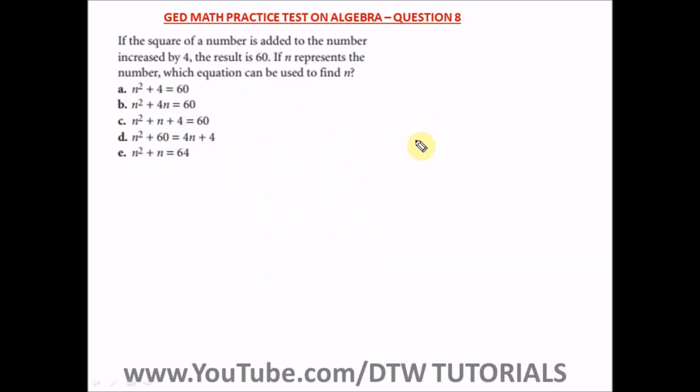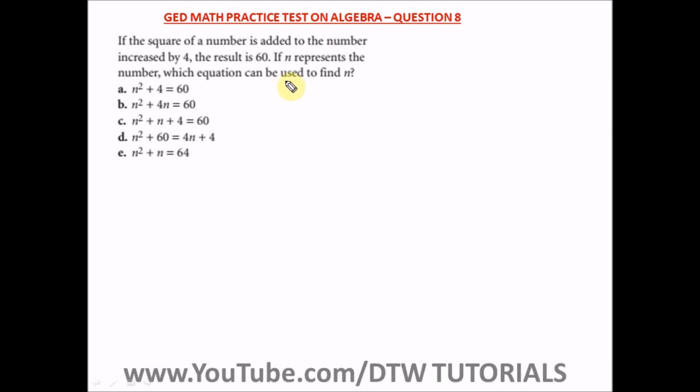Final question here in today's video, which is question 8 of the GED Math Practice Test on Algebra. It says if the square of a number is added to the number increased by 4, the result is 60. If n represents the number, which equation can be used to find n? Okay, let us carefully interpret this question together. When you see word problems like these, I think the next video I'm going to do is questions on word problems. So watch out for that video also.